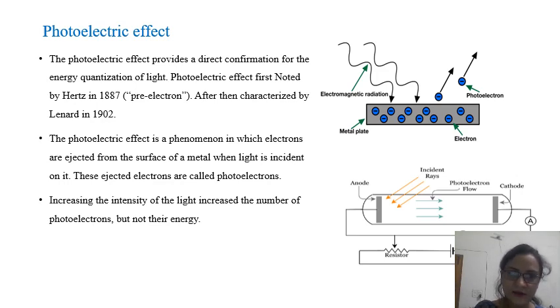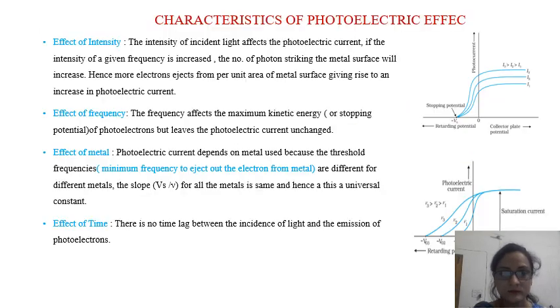The photoelectric effect is a phenomenon in which electrons are ejected from the surface of a metal when light is incident on it. These ejected electrons are called photoelectrons. Increasing the intensity of light increases the number of photoelectrons but not their energy.